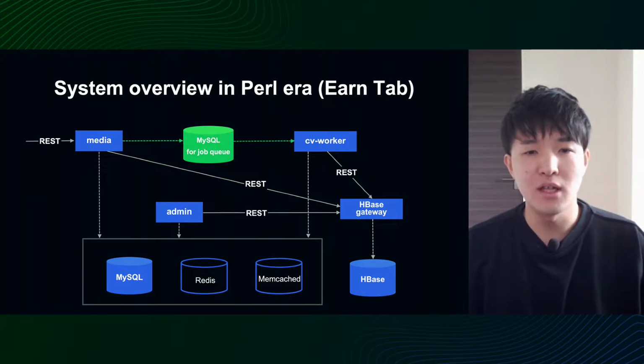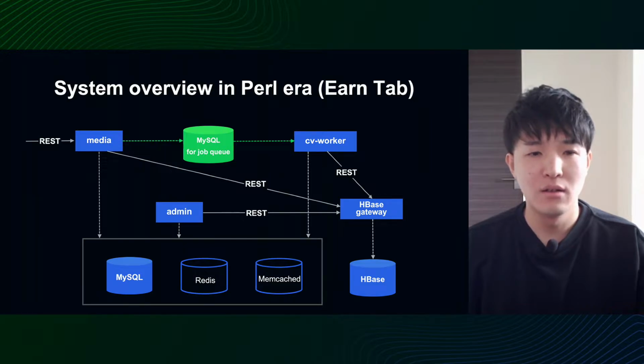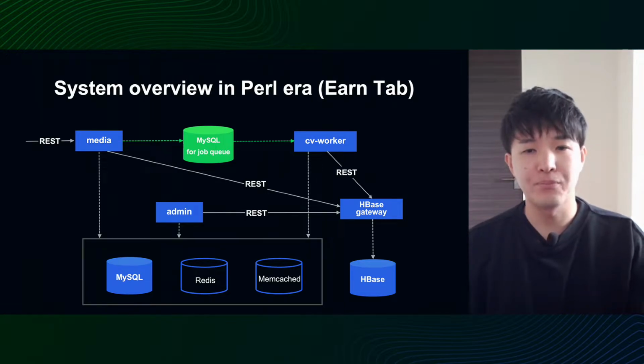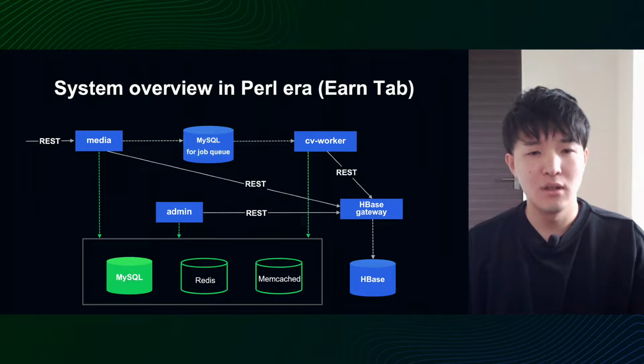MySQL is used for the job queue. When a user meets a condition to earn points, such as watching a video in the Earn tab, the conversion data is enqueued into the job queue. The job queue is stored in a MySQL table and the CV worker processes it. Finally, we also used MySQL as the database and Redis and Memcached as CacheDB.